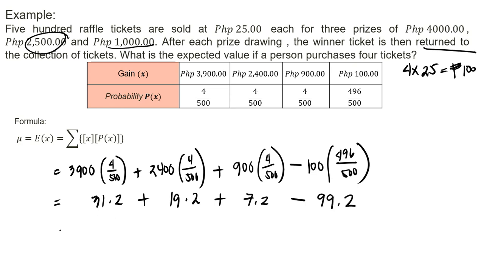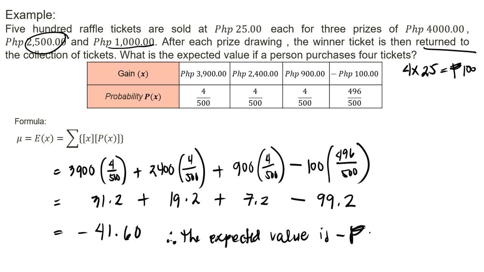So, solve. Final answer will be 41.6 or 41.60. So, therefore, the expected value is negative 41.60. So, sa pinuhunan niya na 100 pesos, ang totoong presyo lang talaga noon na walang kita, walang tubo, is 41.60 pesos. So, meaning, ang halaga lang, since apat na tickets kasi kinuha niya, di ba?